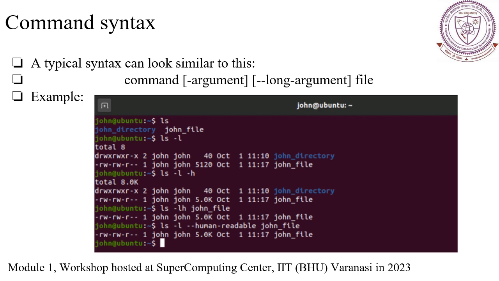So what does it mean? It gives the size of the file and of the directory. Then if I give ls -lh and the particular file name John file, it shows the size of that John file. I have also given ls -l hyphen hyphen human-readable John file, that is with the long argument. It gives me the size of the file in a human readable format, that is 5K.